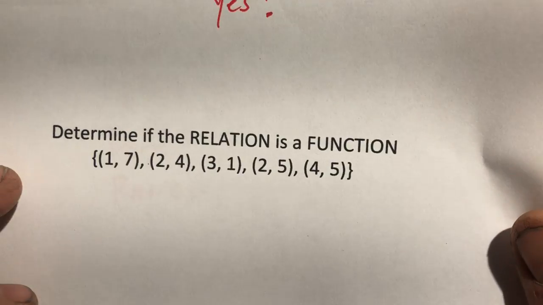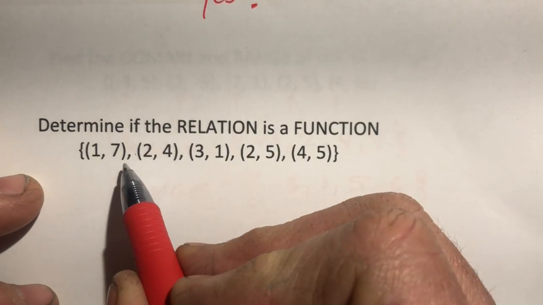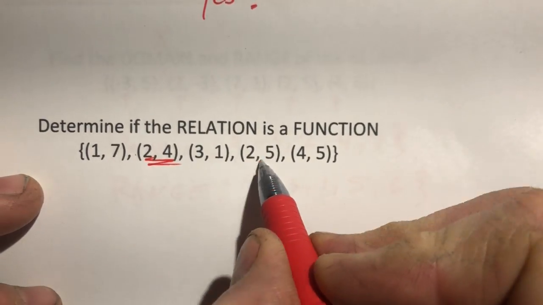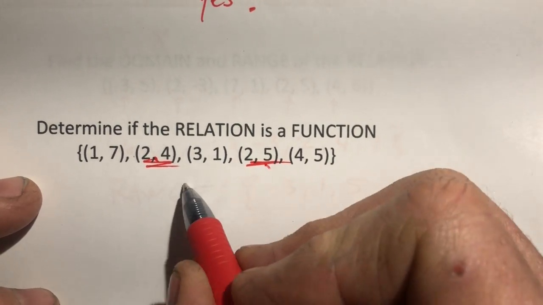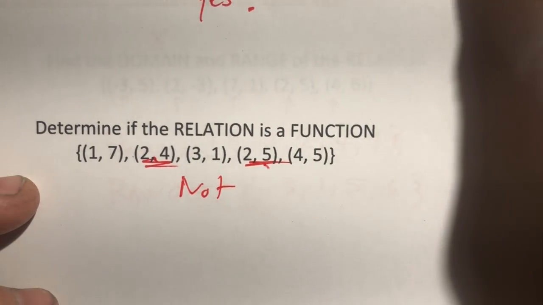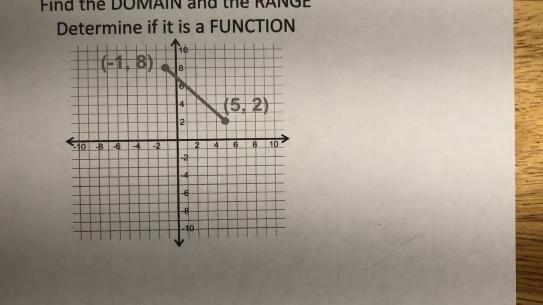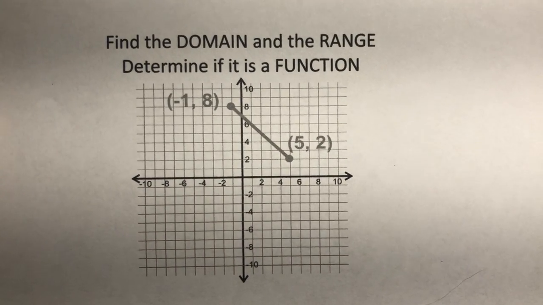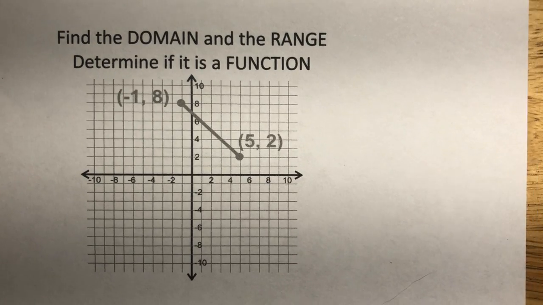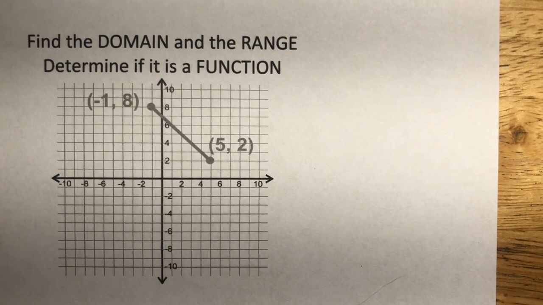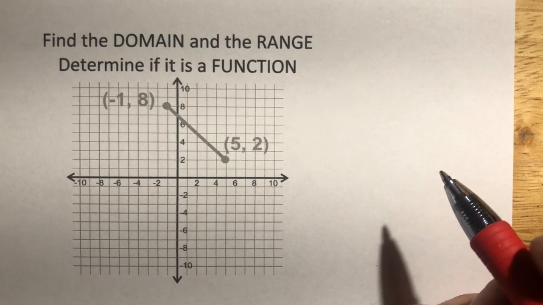Okay, here's another one down here. Is this a function? No, right here. 2 is paired with 4, 2 is paired with 5. It's not a function. All right. Now, look at a graph. Determine the domain and range and determine if it's a function. I'm going to move it over right here on the side.